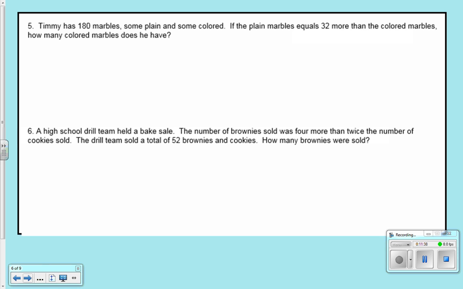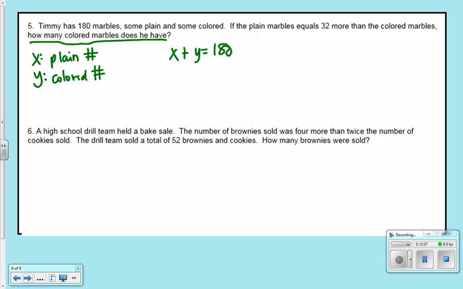All right, Timmy has 180 marbles, some plain and some colored. If the plain marbles equal 32 more than the colored marbles, how many colored marbles does he have? So again, the question is how many colored marbles? So with x and y, I've got plain number of marbles and colored number of marbles. Okay, so he has 180. So that means the plain plus the colored has to equal 180.